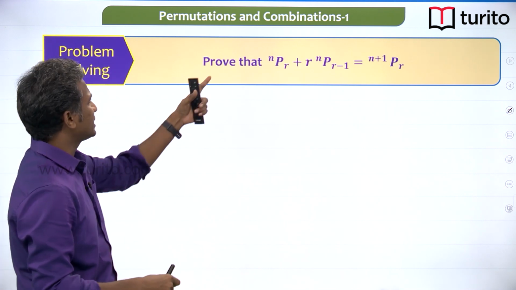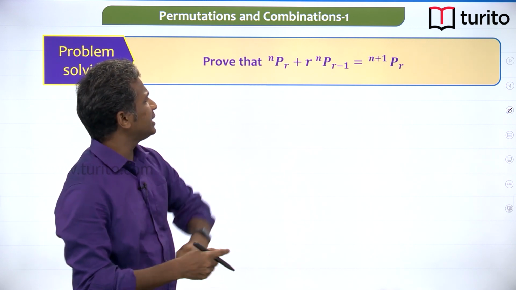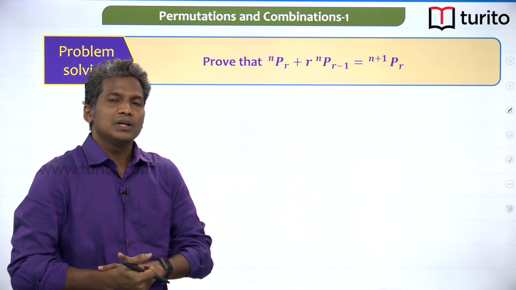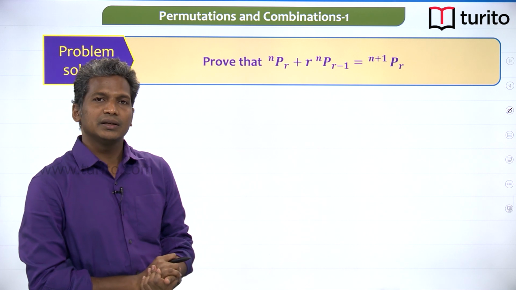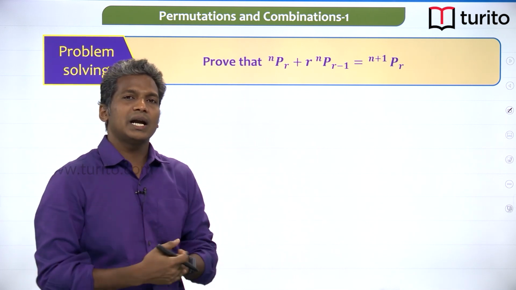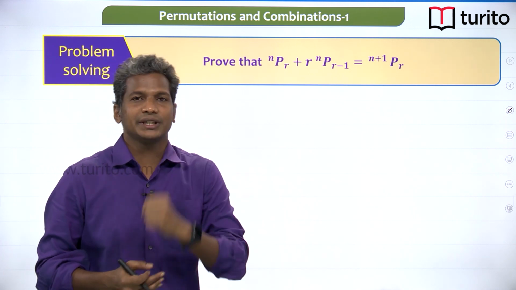Let us say there is a question here. Prove that NPR plus r into NPR minus 1 is equal to n plus 1 PR. Now, one idea could be you can use algebra here. There is a formula for NPR, you can use the formula and try to solve it, but I will prove this using simple logic.